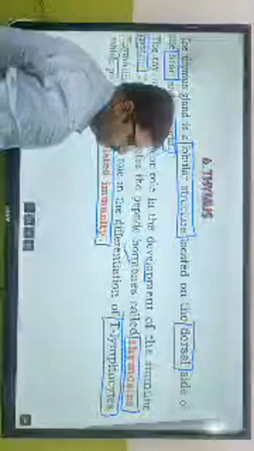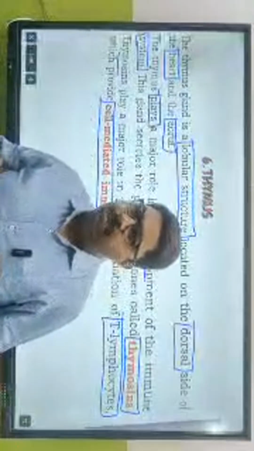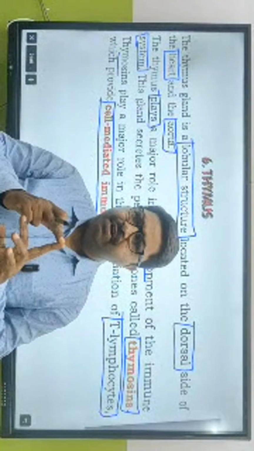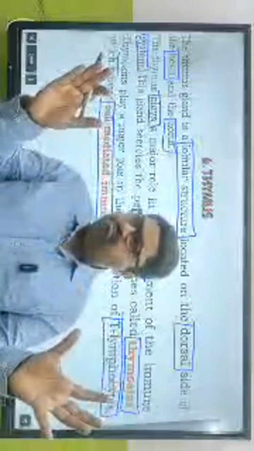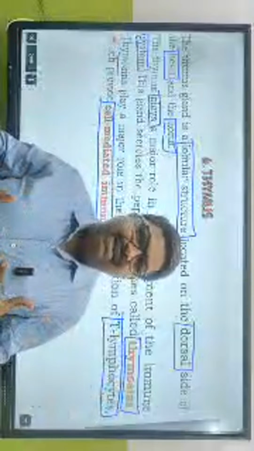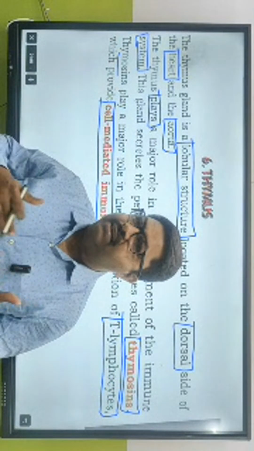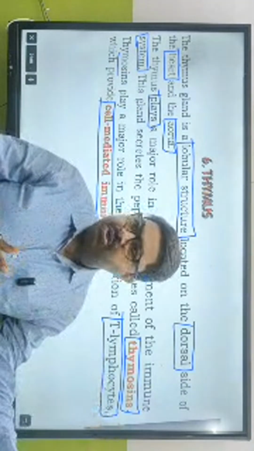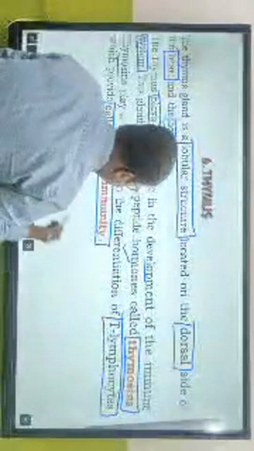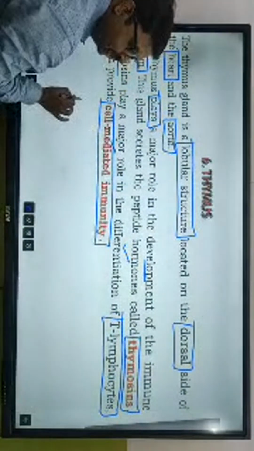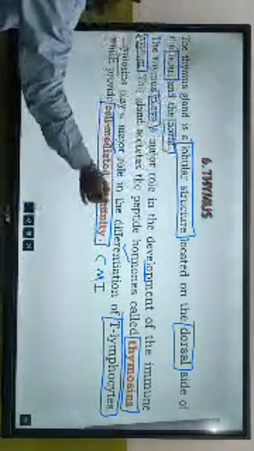Now, when we talk about differentiation, we already know this term from the chapter plant growth and development. We have talked about differentiation, dedifferentiation, and redifferentiation. What is differentiation? When a cell, in order to play a different role, has some changes in its cellular structure to perform a different function, that is what is called differentiation. So these T lymphocyte cells differentiate to give us the cell-mediated immunity, which we call CMI.